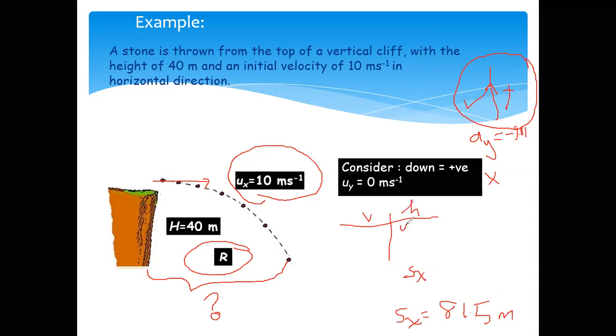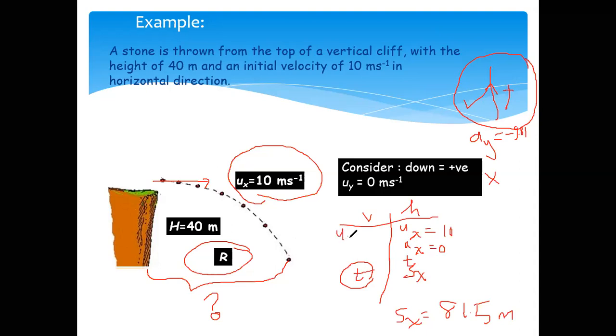So you know UX is same as 10. AX we know is 0. Another piece of information is the time. Time you have to get from the vertical, no choice. So you have to calculate the time from vertical. Vertical has 3 pieces of information. What are the vertical informations?